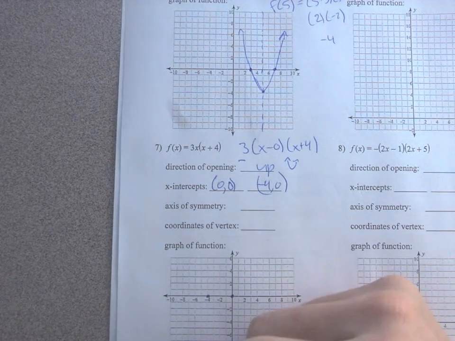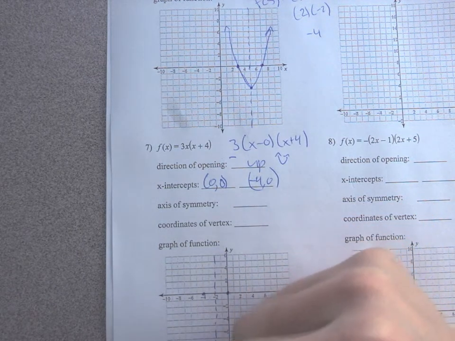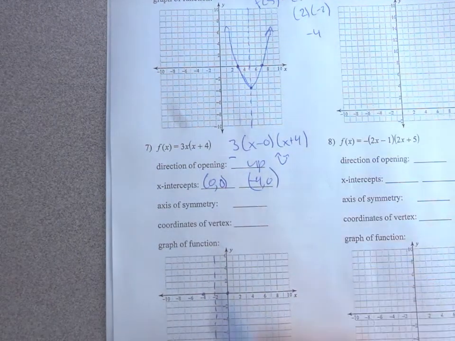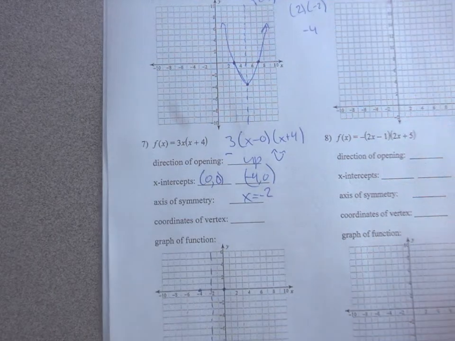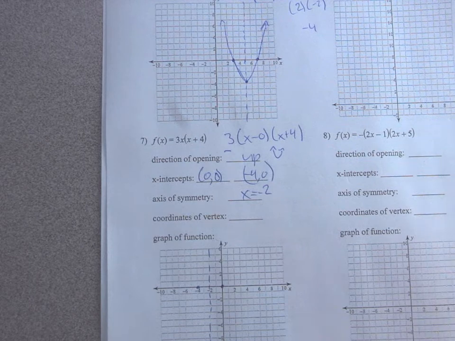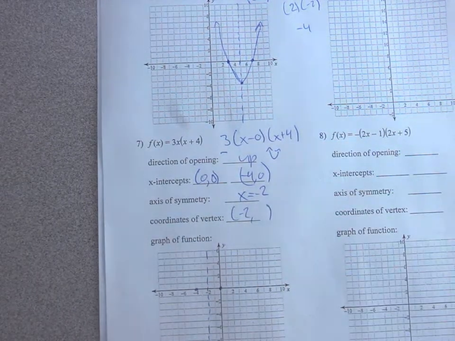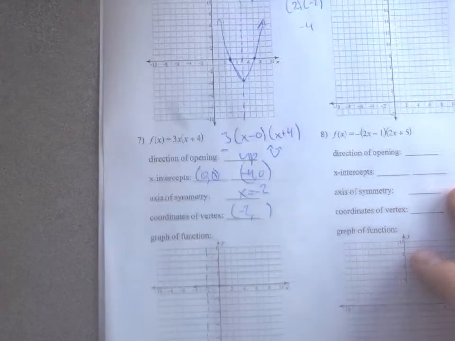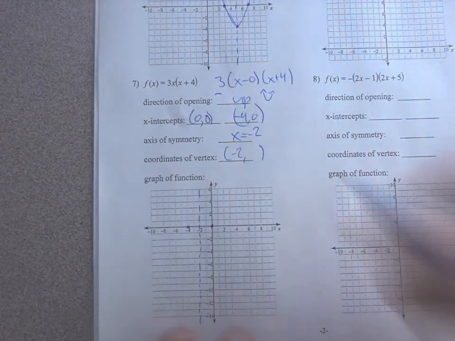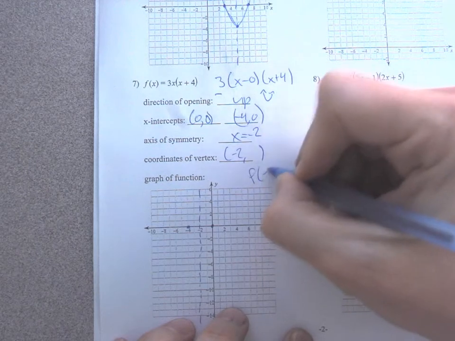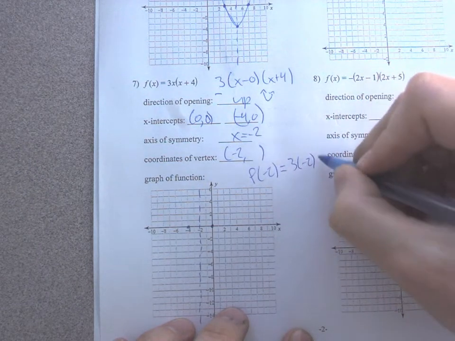The axis of symmetry, again, has to be halfway, which means it's going to go right through -2, so x equals -2. Now the coordinates of the vertex. We know the vertex is going to land on the axis of symmetry, so we know the x coordinate already. It's got to be in the middle. We just need to find out what the output is for that value.